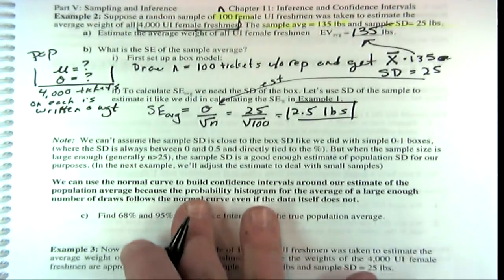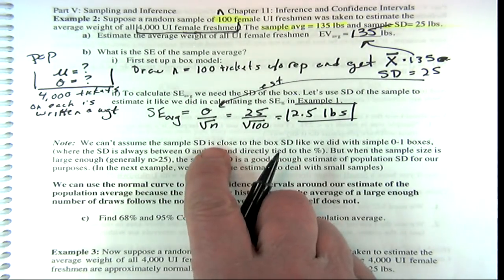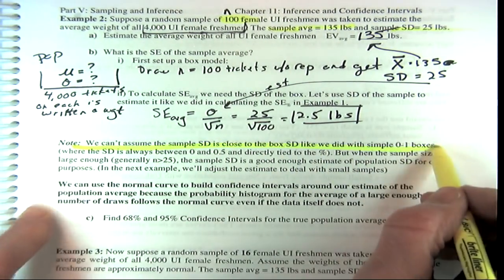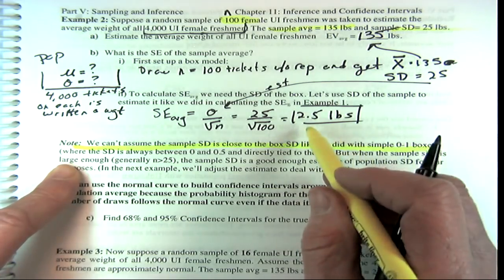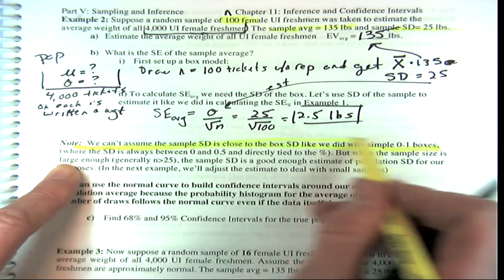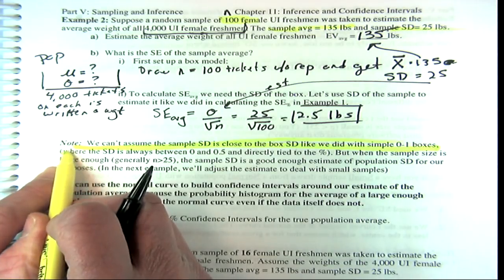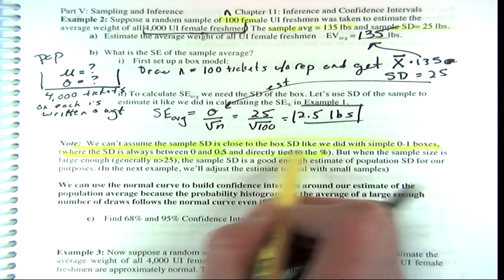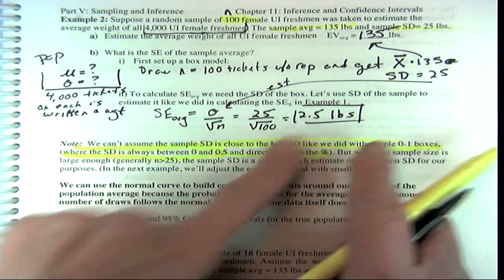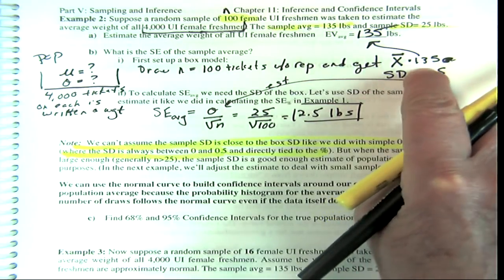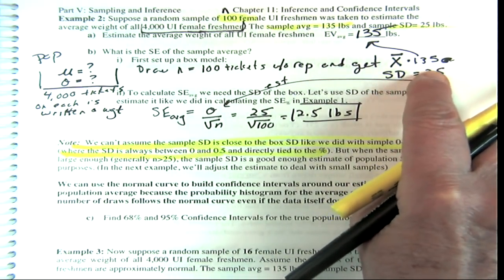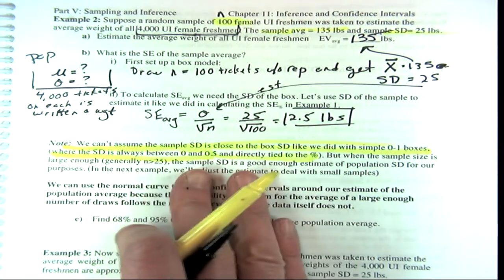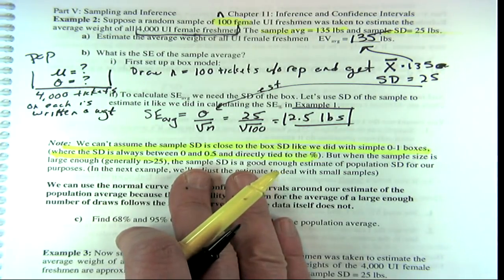Now, we really can't assume that the SD is close to the box SD like we did with percents, because it's not. Before, the SD was always between 0 and 0.5. It couldn't bounce around much, and it was directly tied to the percent. This is not in any way tied to that. It could be 135 plus or minus anything. The 135 doesn't tell you anything about the standard deviation. That makes estimates for averages really harder to deal with.